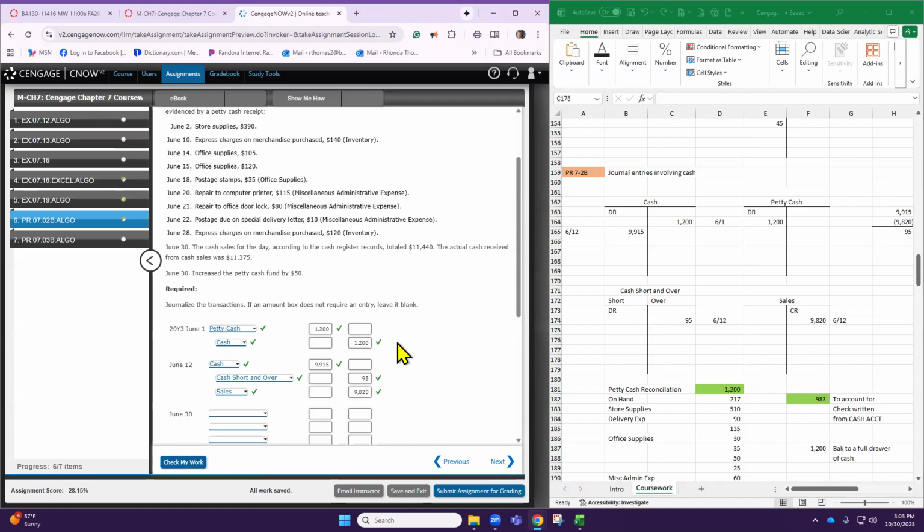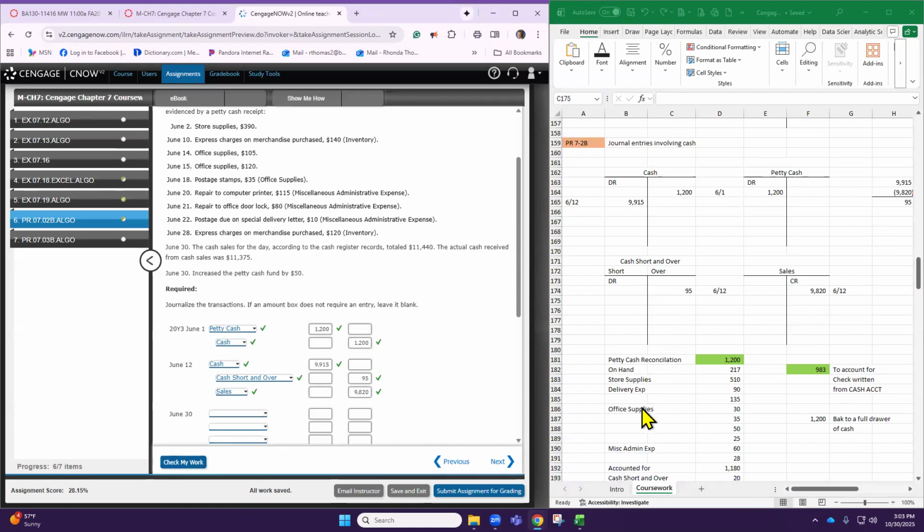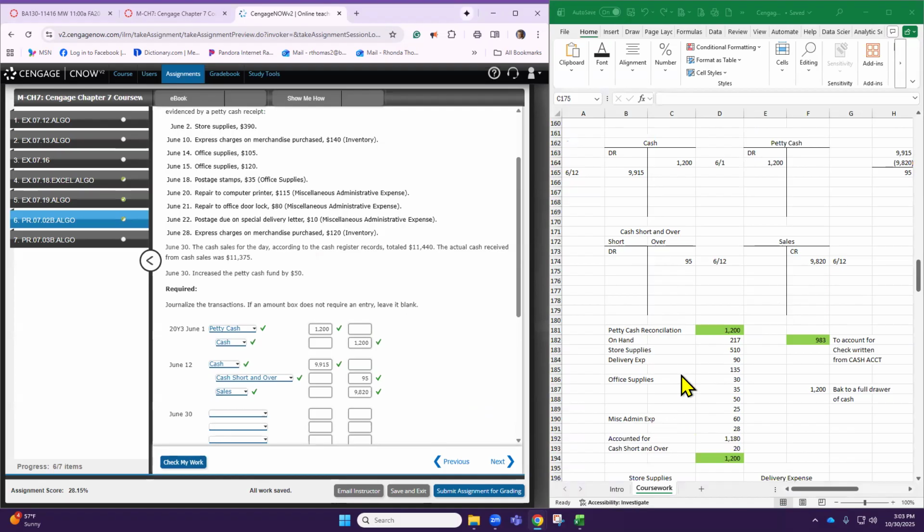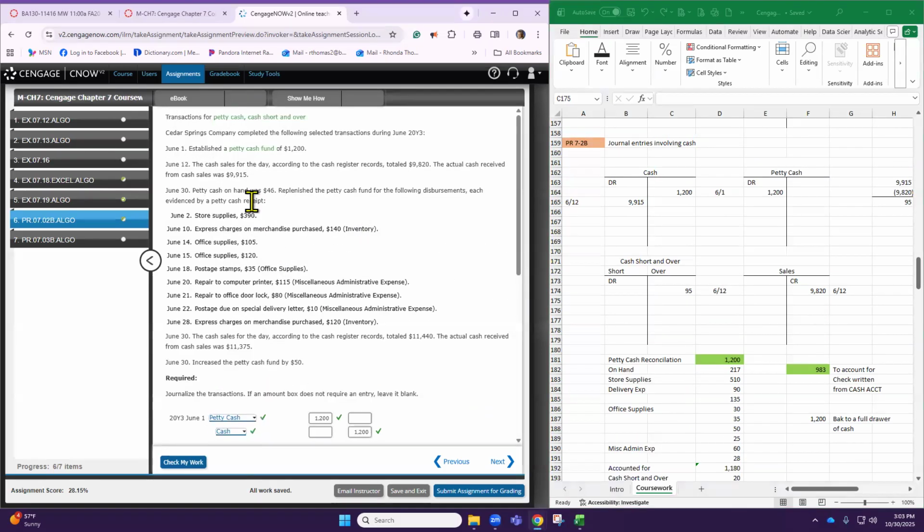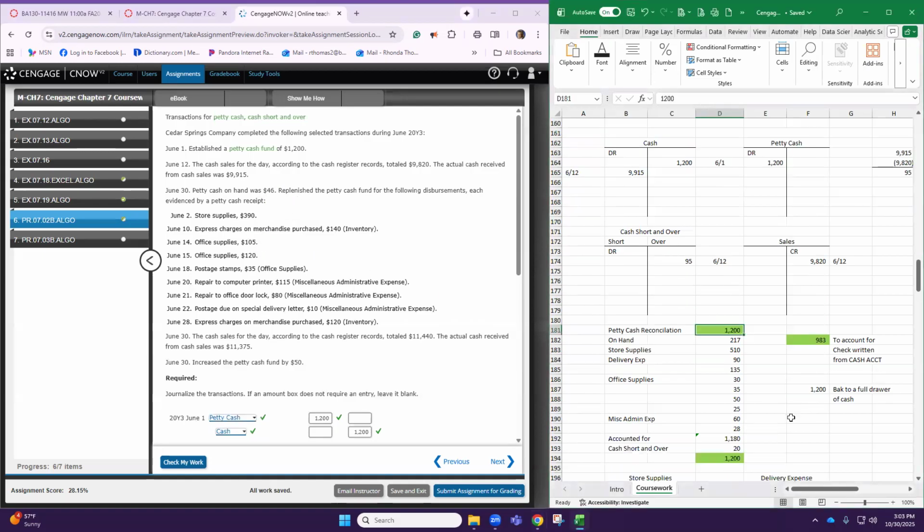Okay, now the next part is to do what's called a petty cash reconciliation. So how much is in petty cash? $1,200, right? Let's put down how much is on hand. So I've got $46 on hand. Replenish the petty cash fund for the following disbursements. So this is what we spent the money on when we gave somebody money to go get something.